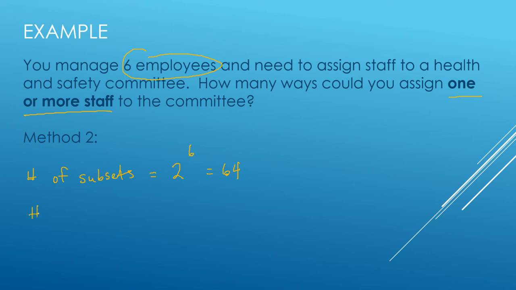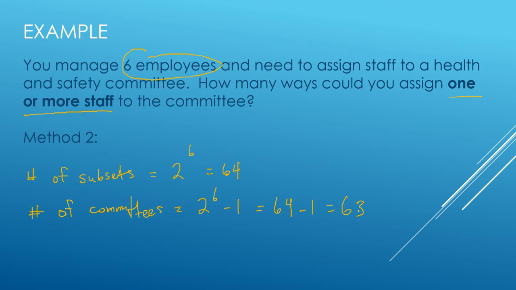So we can just kind of finish off the problem this way. The number of committees that we can make would be 2 to the power of 6 minus 1. So it's 64 take away 1, 63 committees. So the same answer we get from the previous method. And again, we're taking away 1 because somebody has to be chosen to be on the committee.